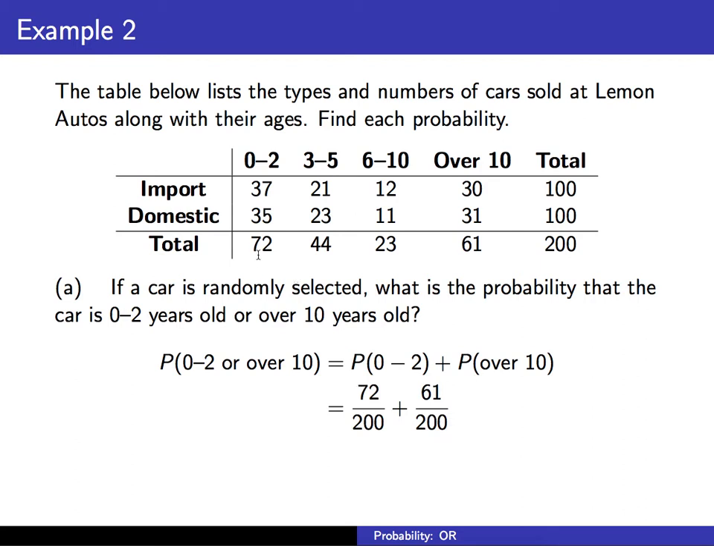Well, there's 72 cars that are between 0 and 2 years old out of the 200, and then there are 61 cars that are over 10 years old out of the 200. So 72 and 61 out of 200 is 133 out of 200.